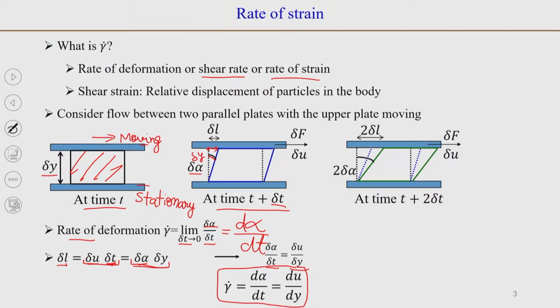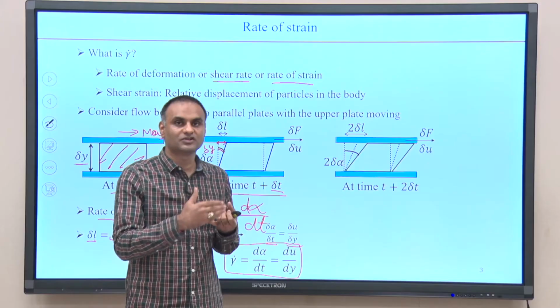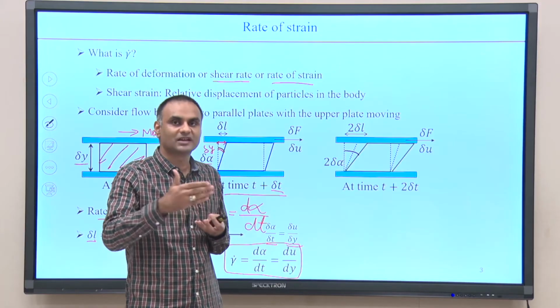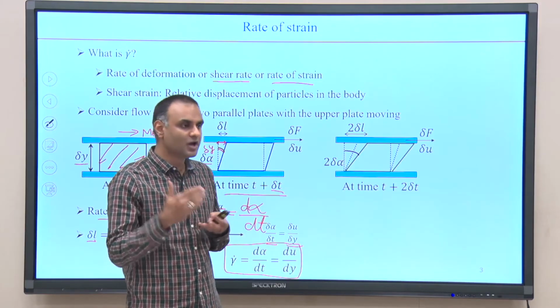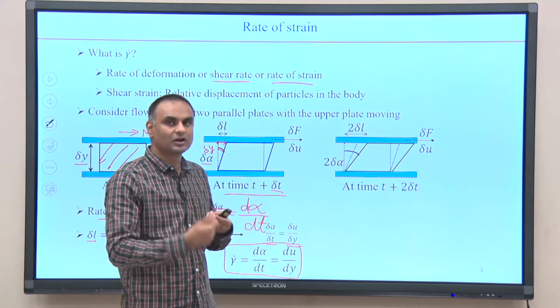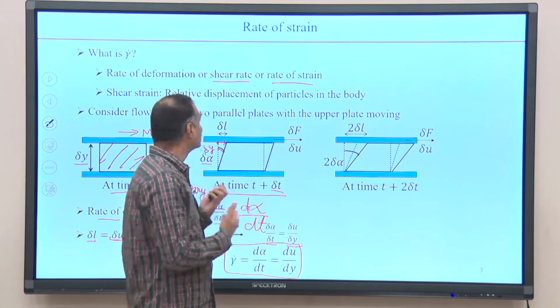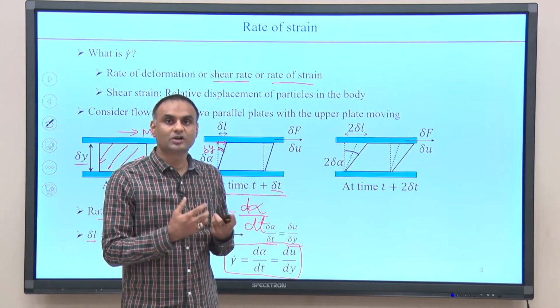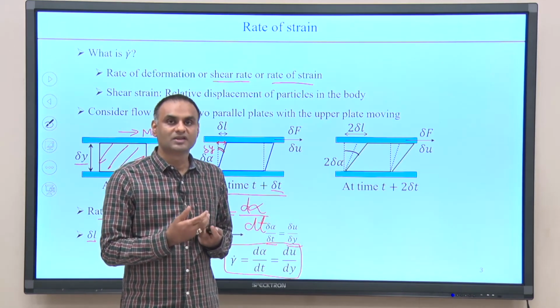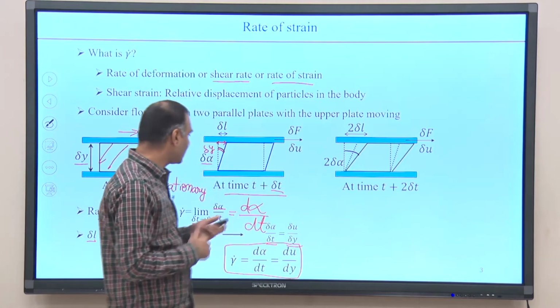And we can generalize the rate of strain in 3 dimensions. When we write in 3 dimensions, of course, we will have 3 velocity components along x, y and z direction, u, v and w, and then you will have gradients along x, y and z directions. So, you will have 9 components for rate of strain. Rate of strain is also a second order tensor, and it will have 9 components.